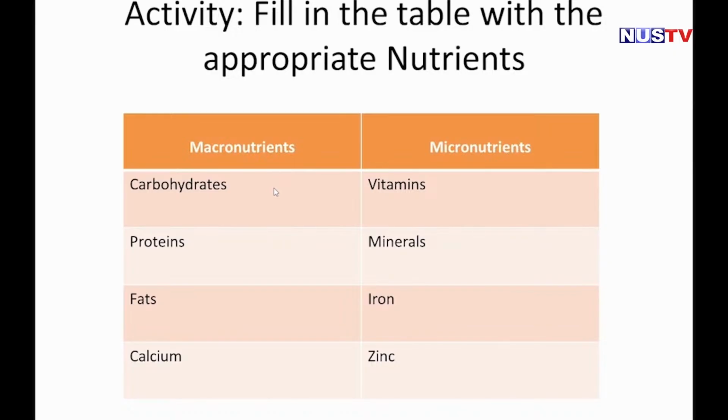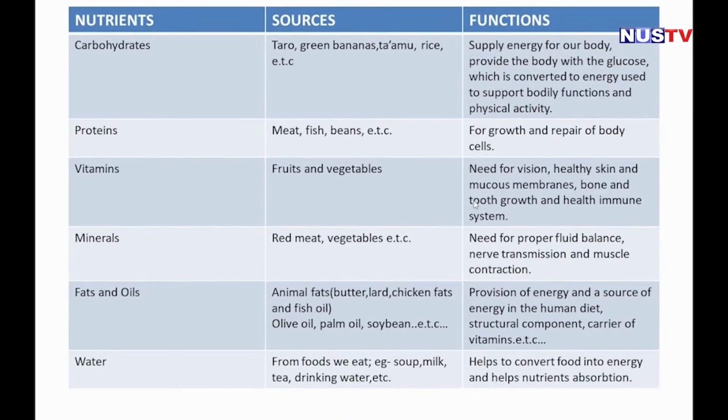For our first column, macronutrients, examples: carbohydrates, proteins. I'm pretty sure you have your answers, and these are some of the answers that I'm trying to make for you. For your macronutrients, there are carbohydrates, proteins, fats, calcium. And for micronutrients, vitamins, minerals, iron, and zinc. You can name more so that you can complete our table. Right, that's our first activity.